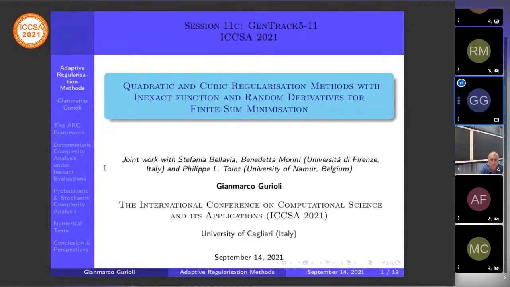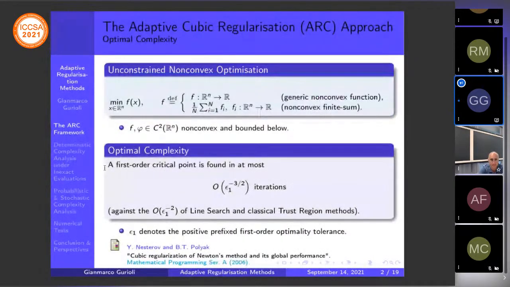So hi everyone. My talk is about adaptive regularization methods under inexact evaluations for non-convex optimization and machine learning applications. The reason why these methods are often considered in place of other globalization strategies, such as Newton-type methods embedded into a line search or a trust region, is because of their optimal complexity. In fact, a first-order critical point is found in at most big O of the first-order tolerance to the power of -3/2 iterations, instead of the -2 exponent of line search and classical trust region methods.